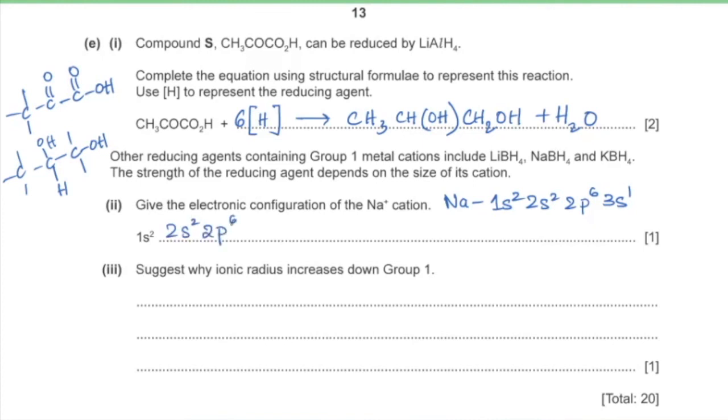Part 3, suggest why ionic radius increases down group 1. The number of electrons increases when we descend group 1, but the number of shells also increases, and shielding of outermost electrons increases, which weakens the force of attraction between valence electrons in group 1 and the nucleus. Thus the radius of the ion increases. So we can write that as the group is descended, ions have more shells.